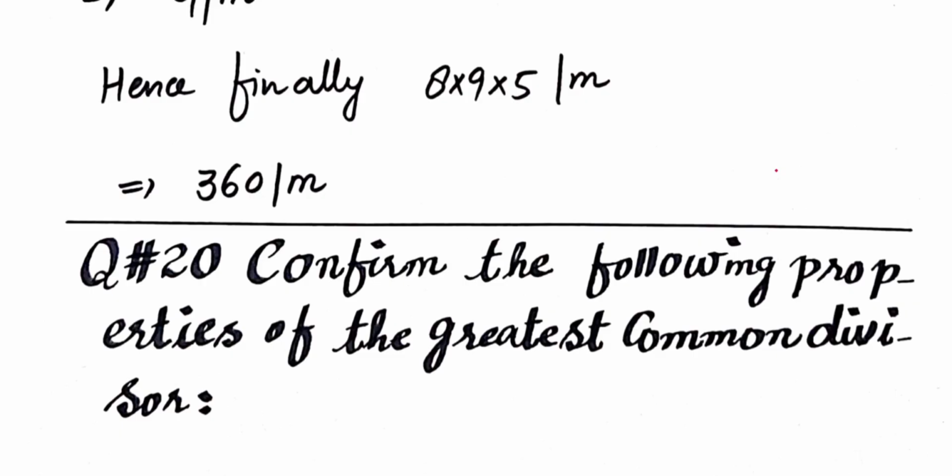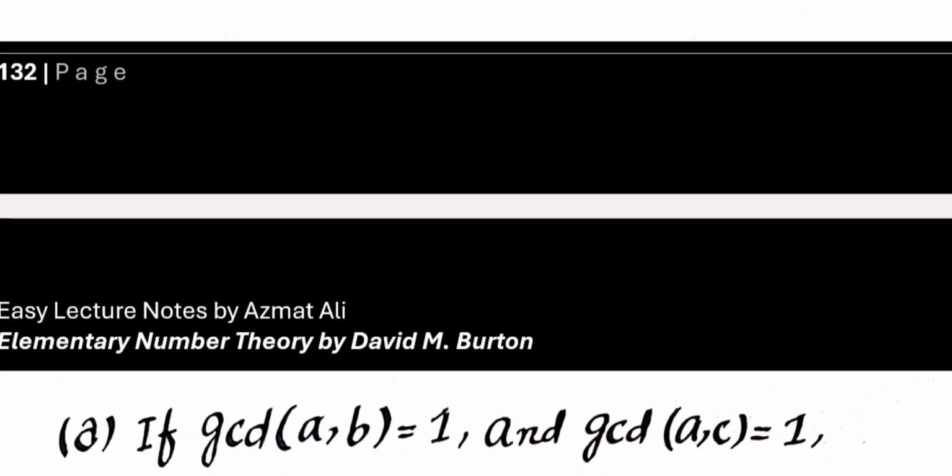Lastly, we have covered up to question number 19. In today's lecture, we will start question number 20. In this lecture, we will discuss this single question because this question has 6 parts. And actually, this question is related to the properties of greatest common divisor. So this is a very interesting question.